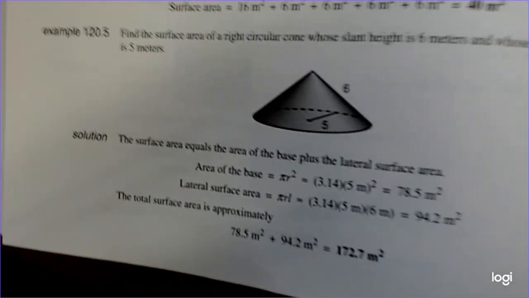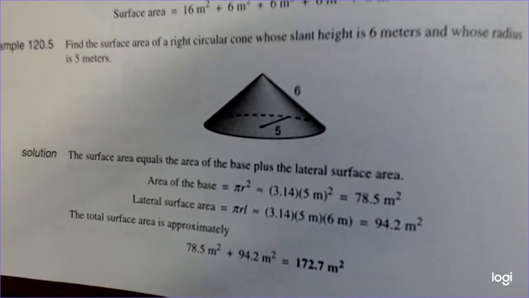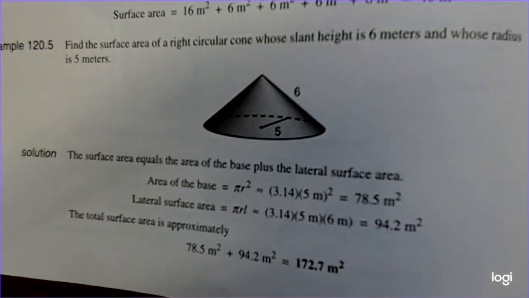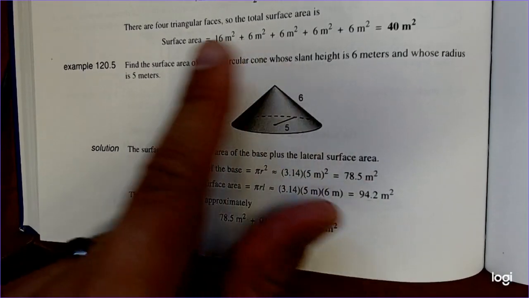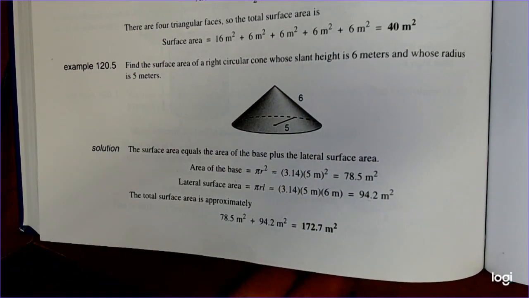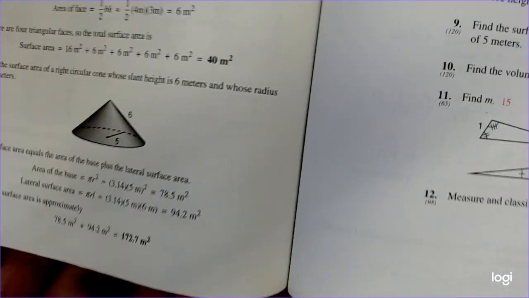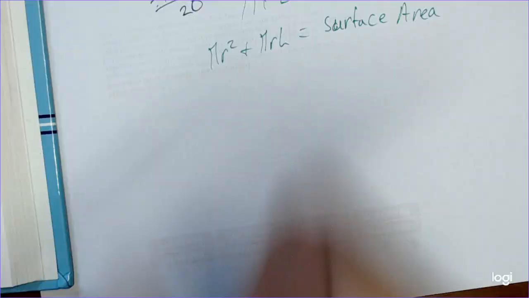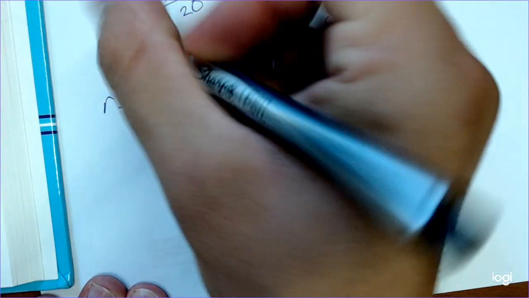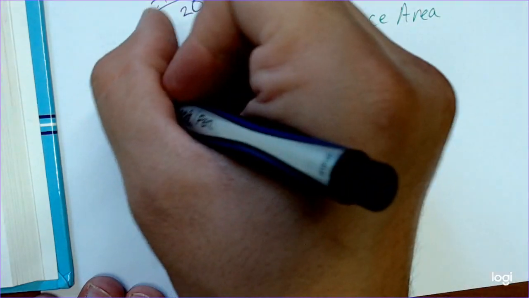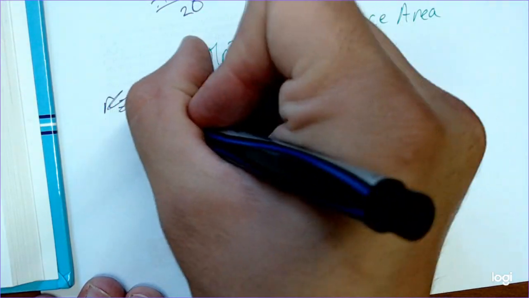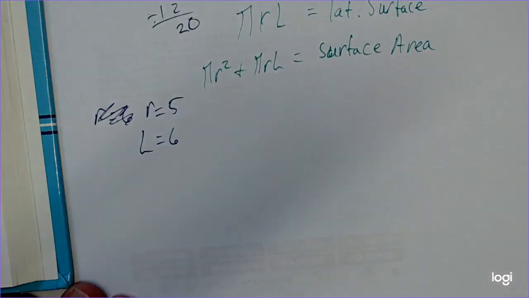If we look at example 120.5, they give us a right circular cone. They want us to find the surface area whose slant height is 6 meters and whose radius is 5 meters. Okay, so pi RL is going to give me the lateral surface area, and then I'll have to add that to pi r squared. So they tell me, again, they tell me radius is 6. Oh, no, sorry, radius, whoops. They tell me radius is 5 and slant height is 6. So let's plug this into that equation.